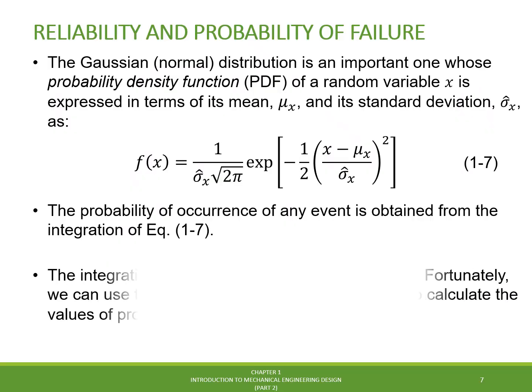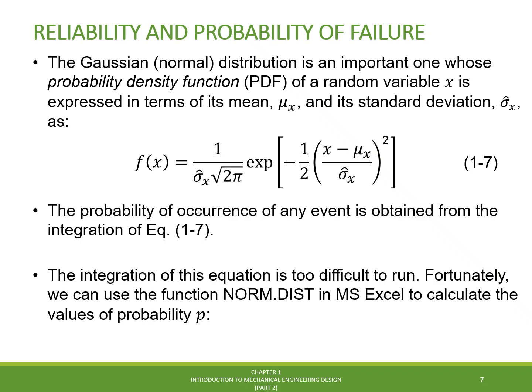But fortunately, we have some calculation tools or calculators that we can use to do this integration work for us. The one that I particularly would recommend to you all is the function in Microsoft Excel, which is called NORM.DIST. It's very easy to use. We just need to define a couple of parameters in order to calculate the probability of occurrence of events for parameters that we can describe using the normal Gaussian distribution.